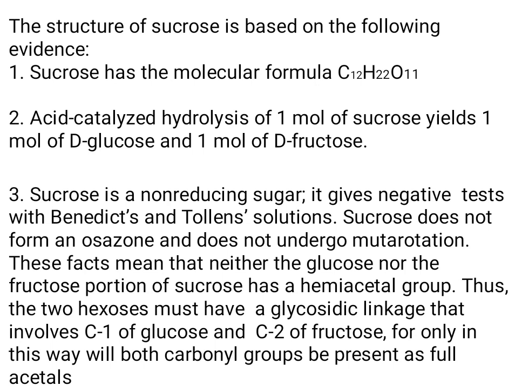These facts mean that neither the glucose nor the fructose portion of sucrose has a hemiacetal group. Thus, the two hexoses must have a glycosidic linkage that involves C1 of glucose and C2 of fructose, for only in this way will both carbonyl groups be present as full acetals.